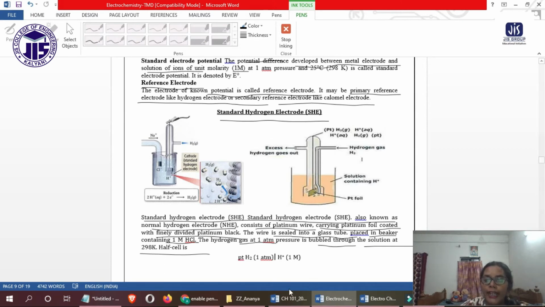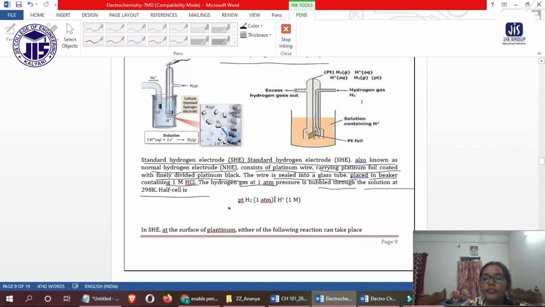So, the half cell representation will be platinum, H2 at 1 atmospheric pressure, 1 bar, then H plus, and the strength of the solution will be 1 molar. That means from the hydrogen, release of electrons will take place and H plus ion will be generated. In the standard hydrogen electrode, at the surface of platinum, either of the following reactions can take place.